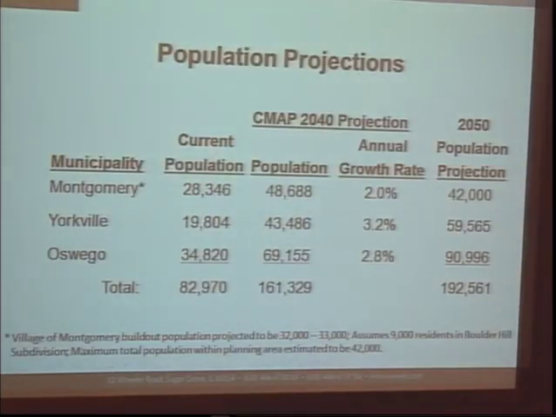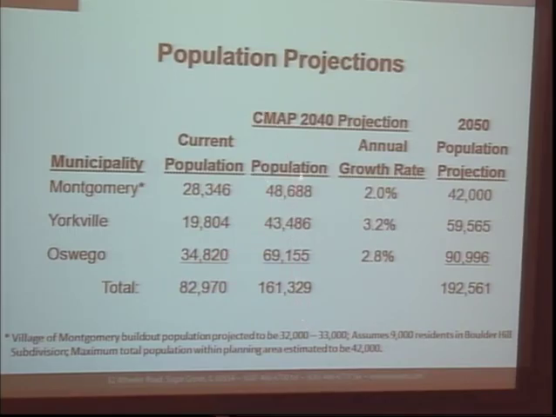This is a summary of population, current and projected. The current population in this table, the 28,346 for Montgomery, does include the 9,000 residents in Boulder Hill. So it's really the population that your Waterworks system serves. Yorkville's current population is just under 20,000 and Oswego under 35. So the total of all three is just under 83,000.